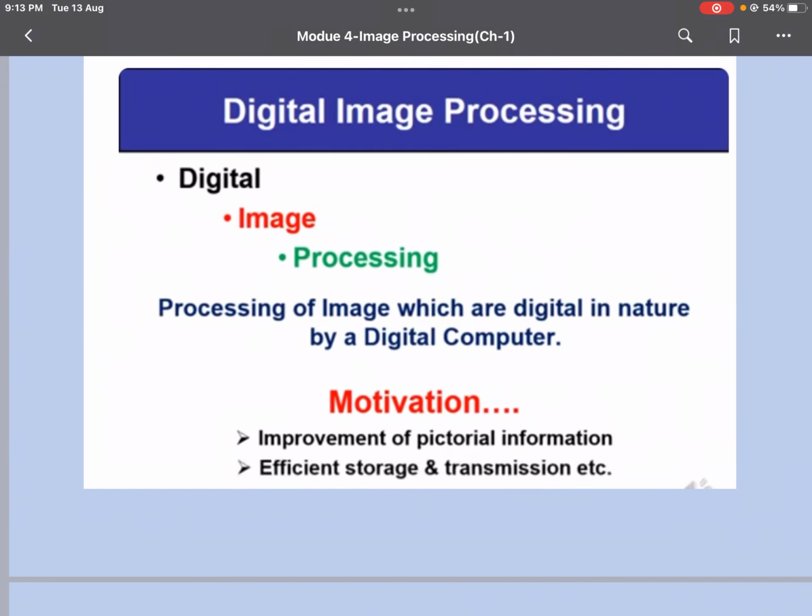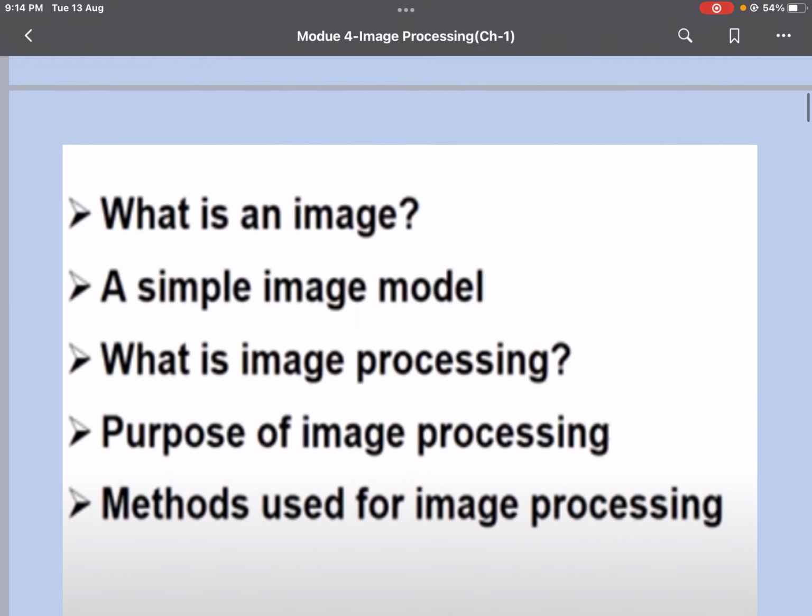What is digital image processing? When you split the term, there are three words: digital, image, and processing. Digital means the processing of images which are digital in nature by a digital computer. It's called digital image processing. The main motivation for using digital image processing is that we can see improvement of the pictorial information, and also efficient storage and increased transmission speed.